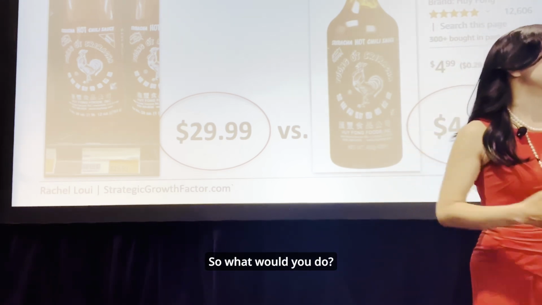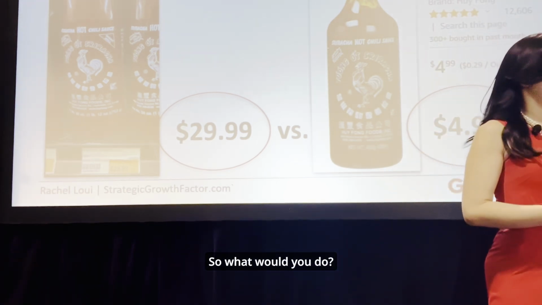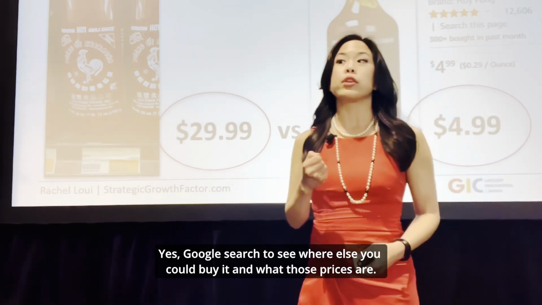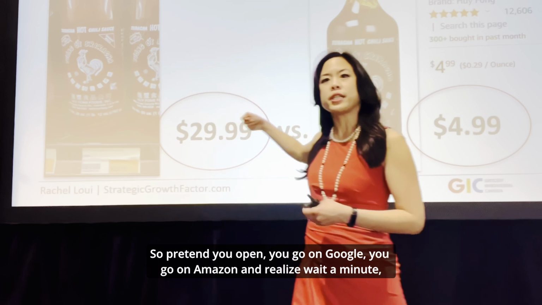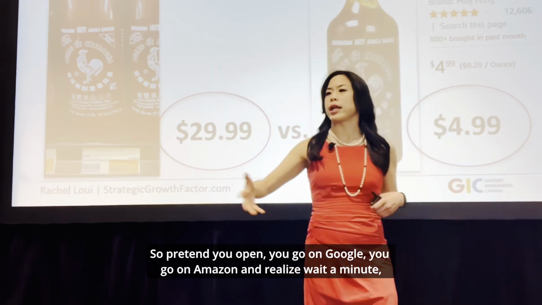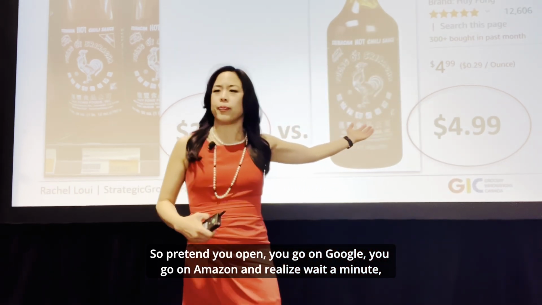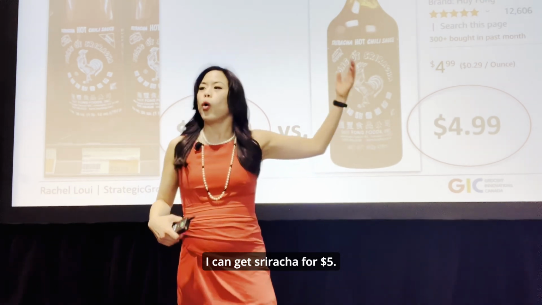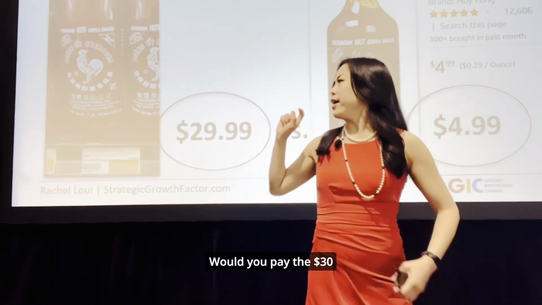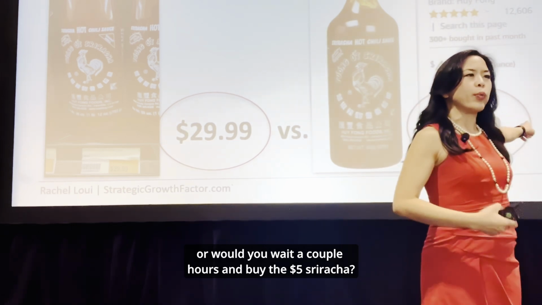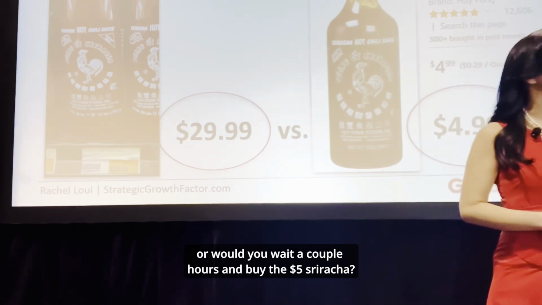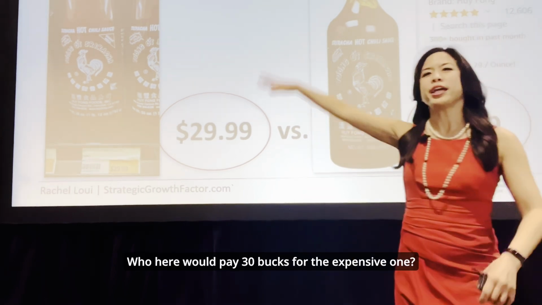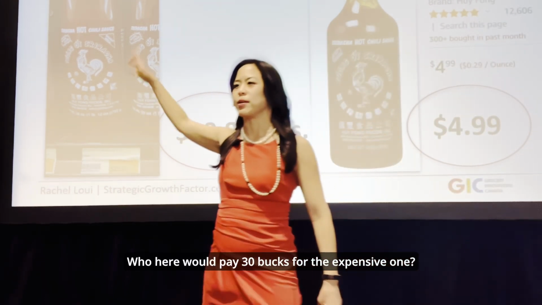So what will you do? Yes, Google search to see where else you could buy it and what those prices are. So pretend you go on Google, you go on Amazon, and you realize, wait a minute, I can get sriracha for $5. Which one would you buy? Would you pay the $30 or will you wait a couple hours and buy the $5?